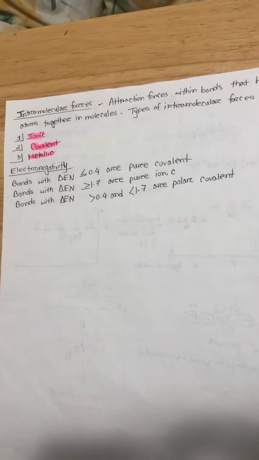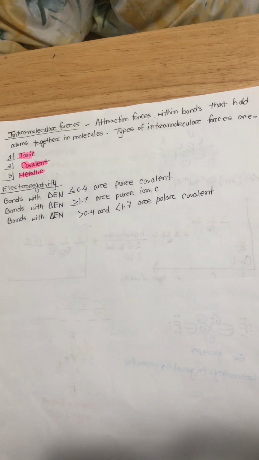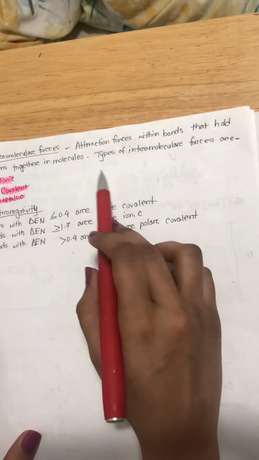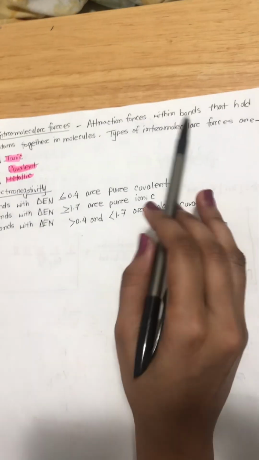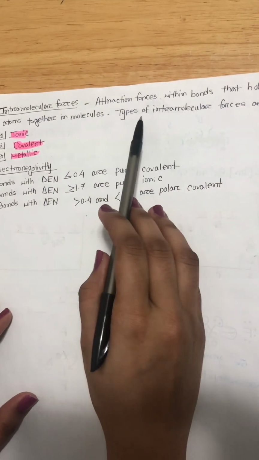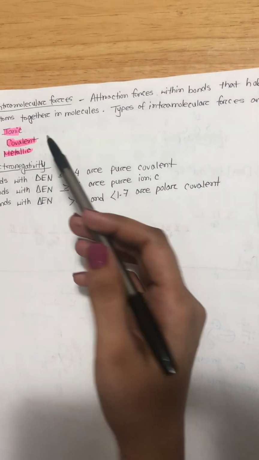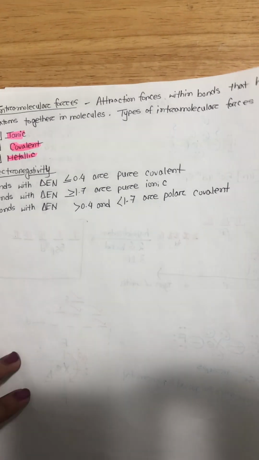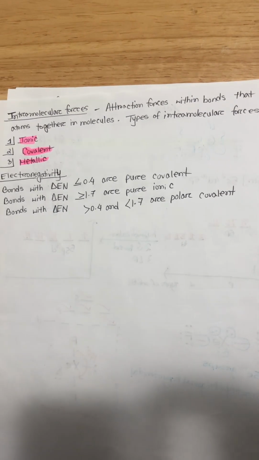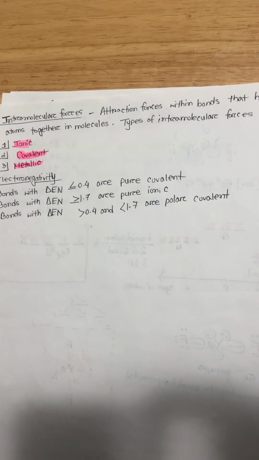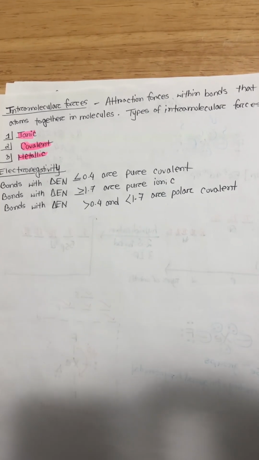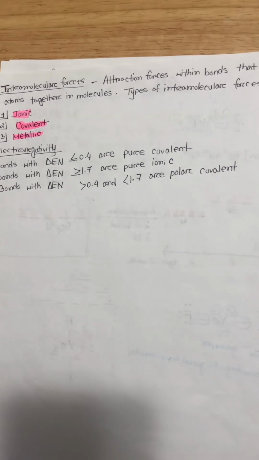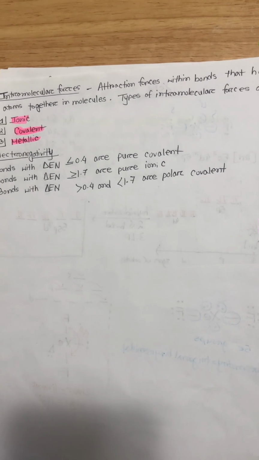Now let's summarize intramolecular and intermolecular force of this molecule. Intramolecular force is the attraction force within bonds that holds atoms together in molecules. Types of intramolecular forces are ionic, covalent, metallic. In grade 11, we learned about electronegativity. To predict whether a chemical bond between two atoms will be ionic, polar covalent, or covalent, the electronegativity difference between the elements involved is considered.